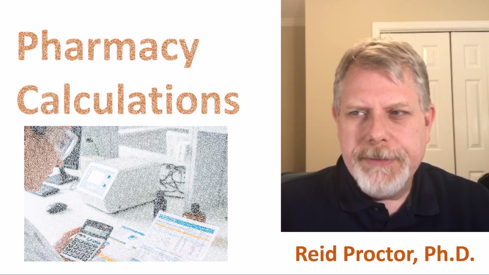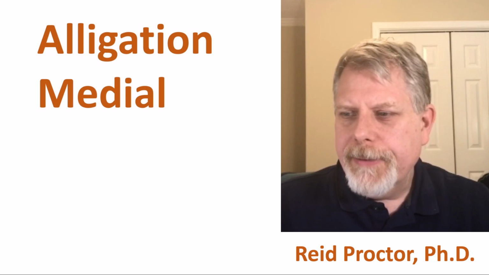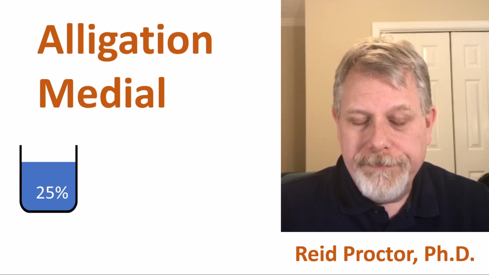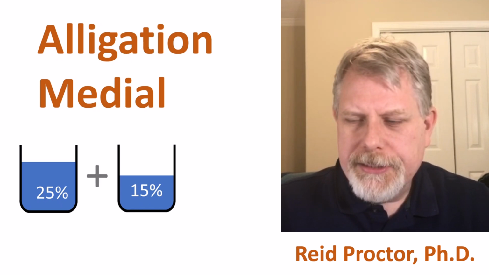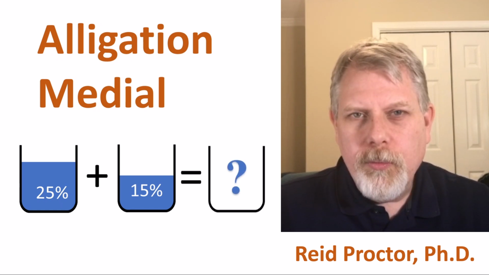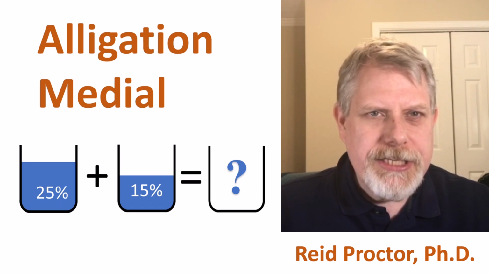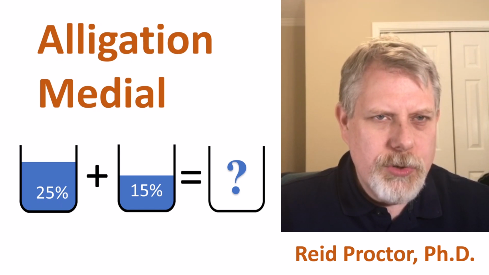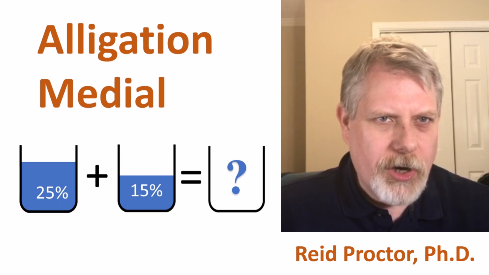And in the following videos, we're going to be looking at alligation medial. Well, what is alligation medial? You can think about it this way. Let's say you have a 25% solution of, maybe, alcohol, and you also have another 15% solution of alcohol. Let's say you're going to combine these two solutions, and the question is, what would the percent concentration of the resulting product be? That's really what alligation medial has to do with. In the following examples, we're going to show you the method by which you can calculate that resulting percent strength. All right, so let's take a look.